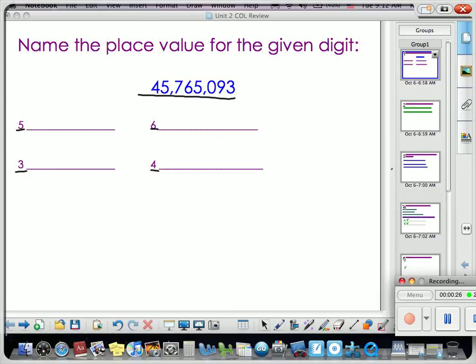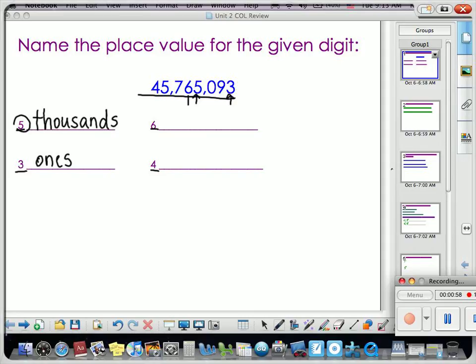Okay, so the first one that I ask you is the 5. And I say, okay, with the 5, what is the place value? So I look at the 5. The 5 is in the thousands. So I just go ahead and write thousands. The 3 is in the ones column. So I would write ones with the 3.